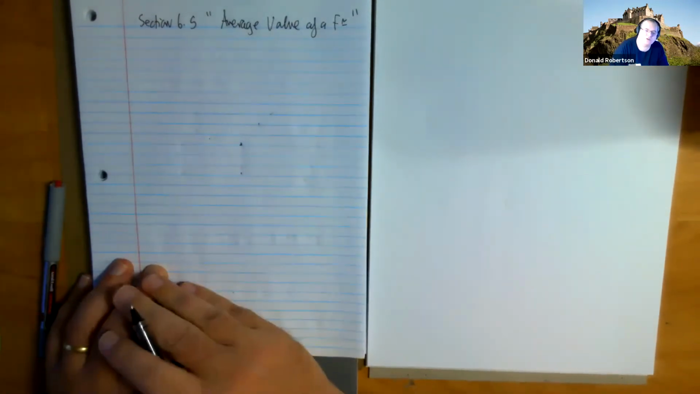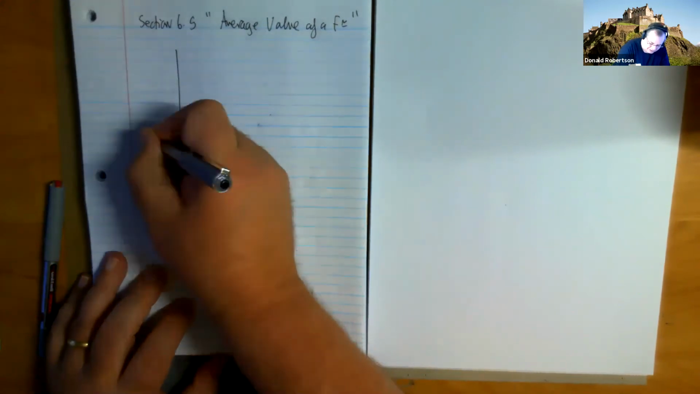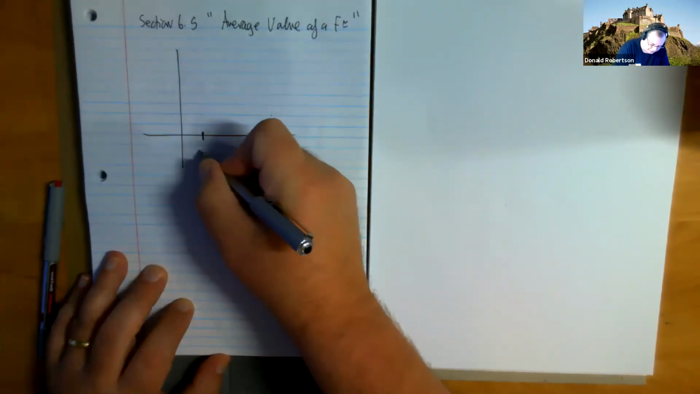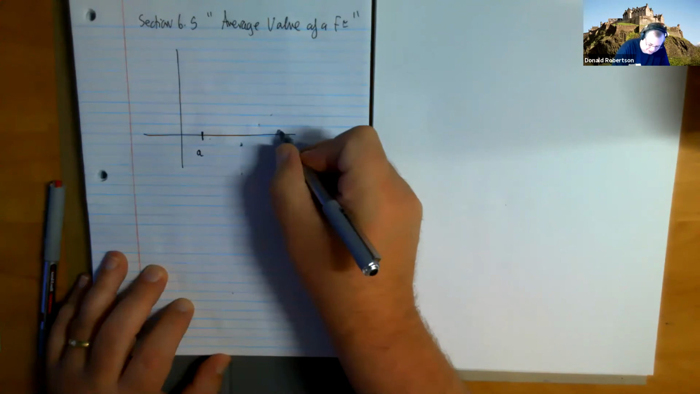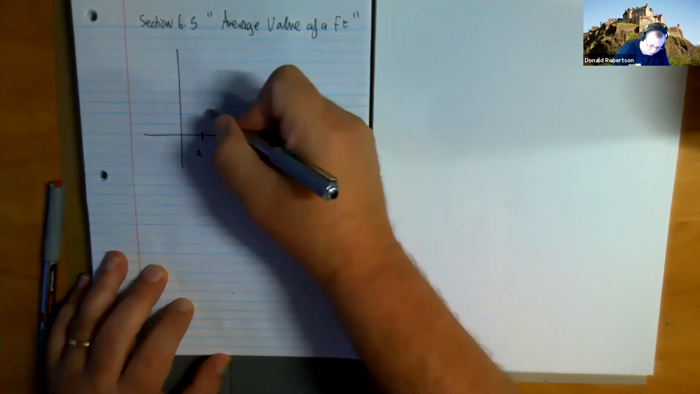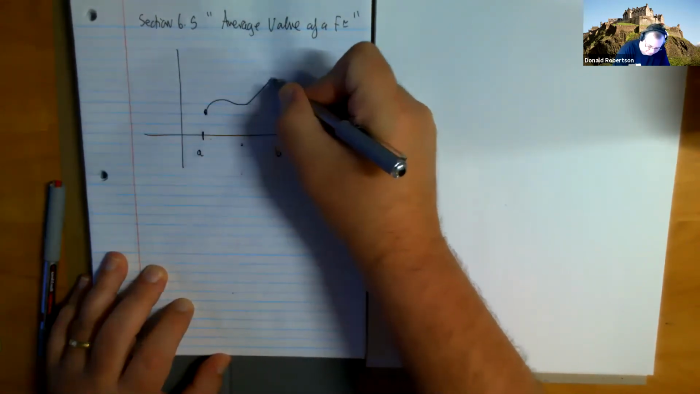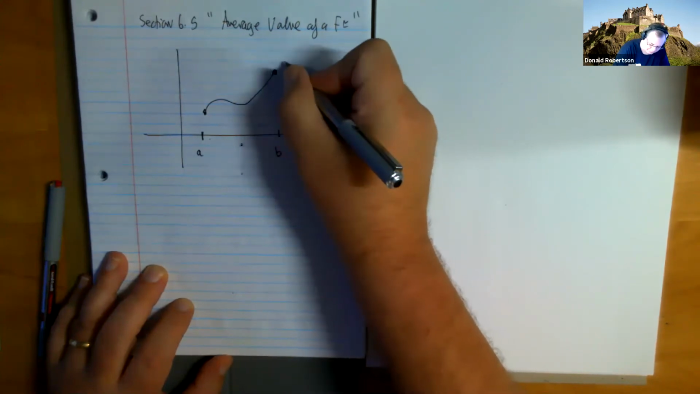Fn is short for function. Okay, imagine that you had a function that started at x equals a and finishes at x equals b, and it went there and it's the usual.